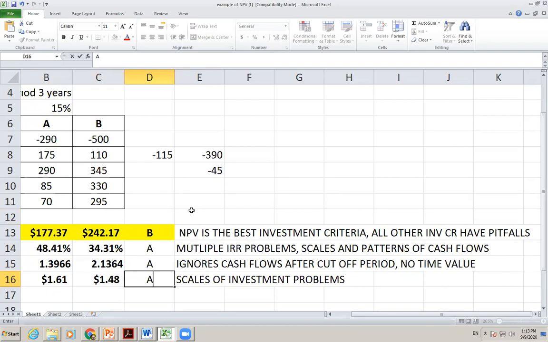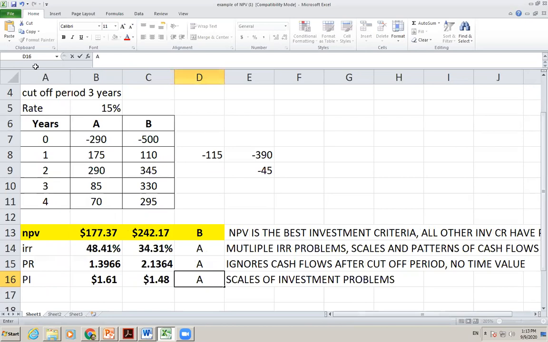So what does the multiple IRR mean? I'm going to come to this point when I shift directly to the slides. I'm going to illustrate the scales and patterns of the cash flows ignored, and the scales concerned. If the scales are very huge, like here, you can see the PI gives you a misleading result.